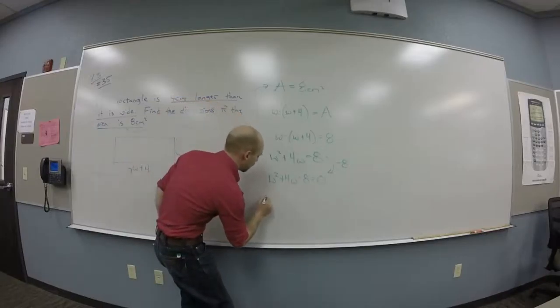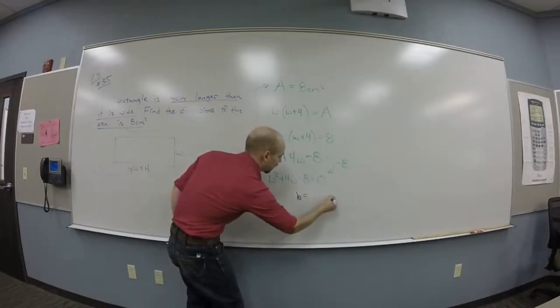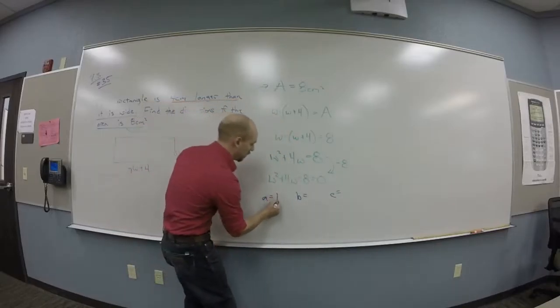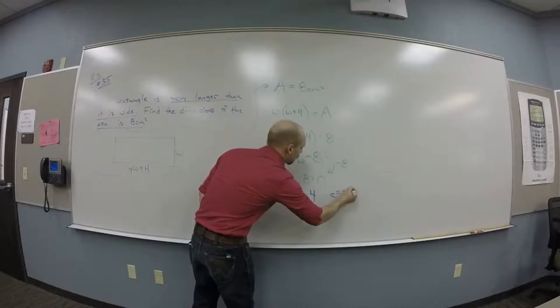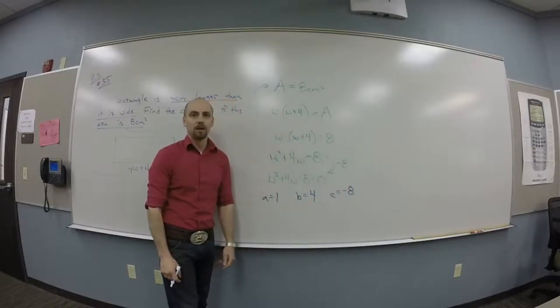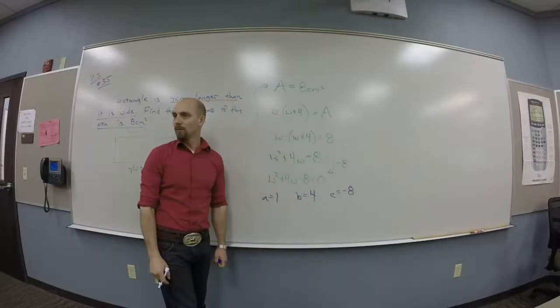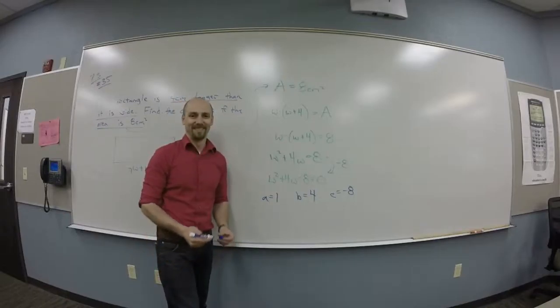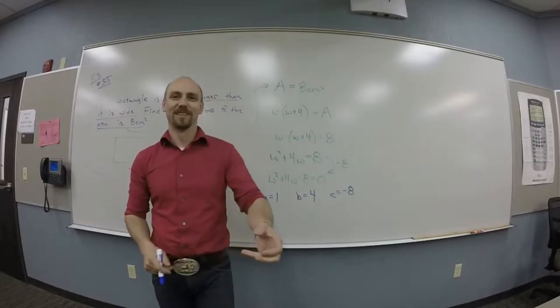So what do I want to think? One, four, and negative eight. Okay. And then I need to remember the quadratic formula, right? Negative b. Okay. It's a good spot to pause.